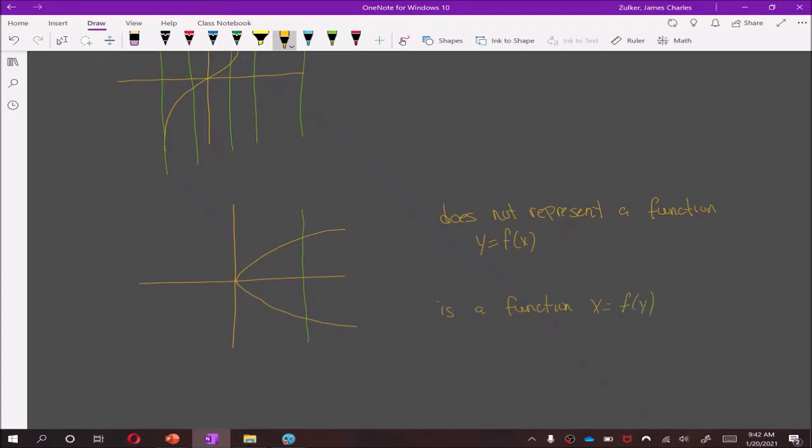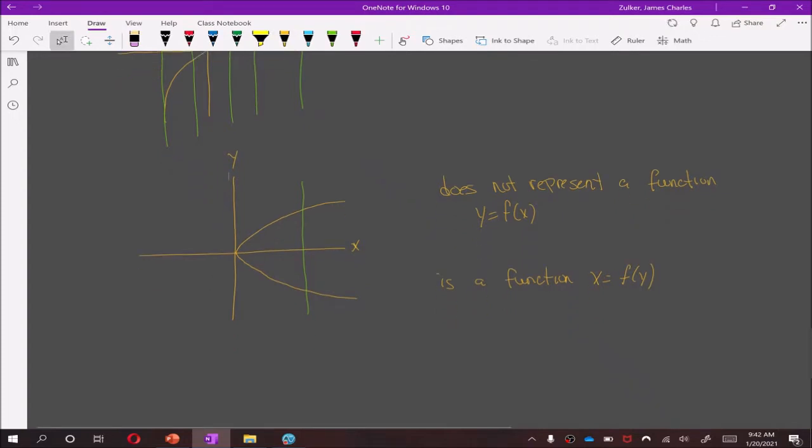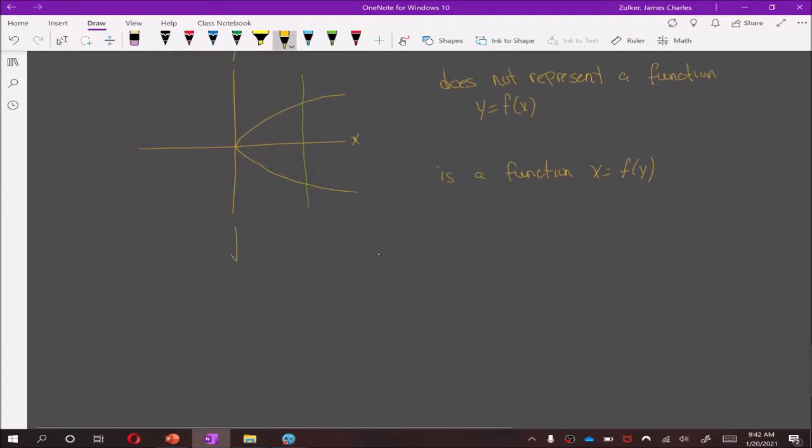x equals f of y. Right, in this case, we'd have to do a horizontal line test. So basically what we're doing is we're going to take this graph and rotate it, so that now this is the y-axis, the horizontal's y, and the vertical's x. Now it looks like this. Now we can apply the vertical line test and look. No matter where you draw a vertical line, it's only going to intersect at most once.